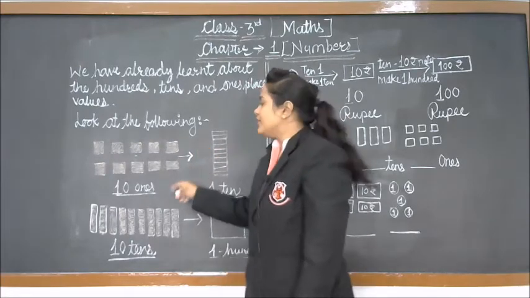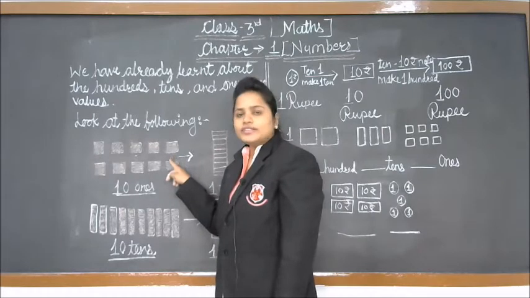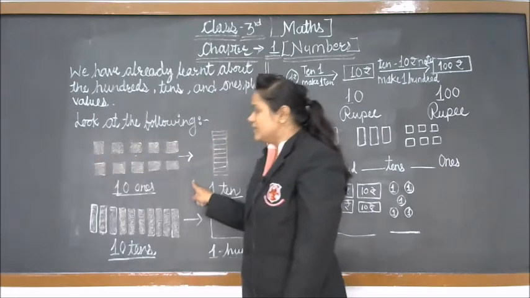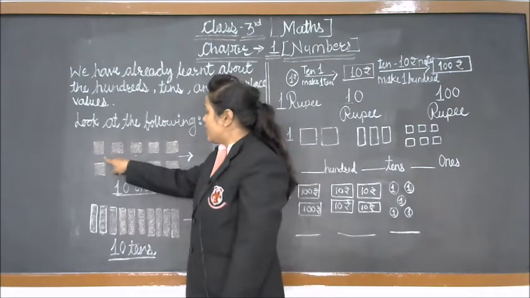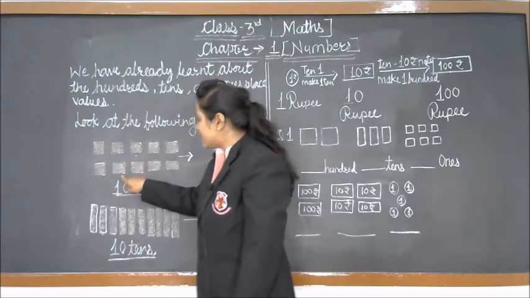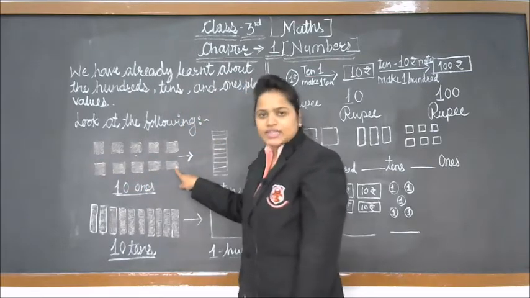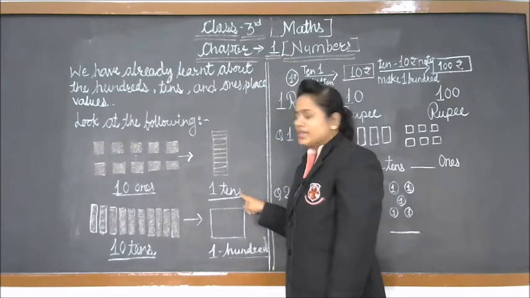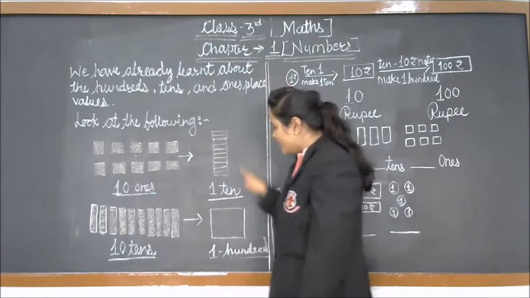What do we have? We have 10 ones. Do you know the ones? Yes, so this is the ones. Okay, so we have 10 ones. Count with me: 1, 2, 3, 4, 5, 6, 7, 8, 9, 10. So 10 ones make 10. Okay, 10 ones make 10.